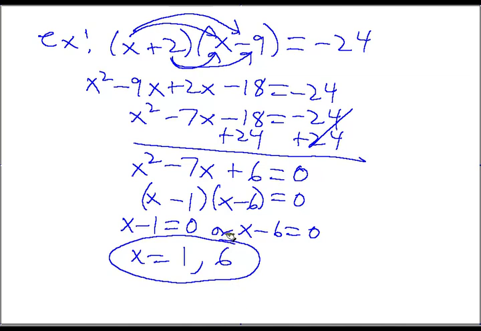Okay, let's try another one. Let me clear out the screen. Let's try 5x squared minus 16x equal to negative 12. Let's try that one. All right, 5x squared minus 16x is equal to negative 12.